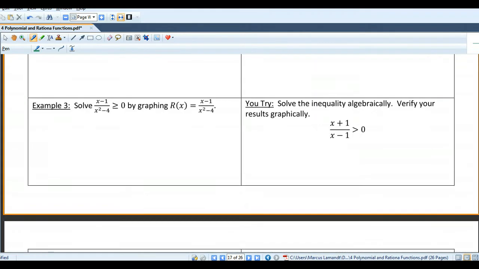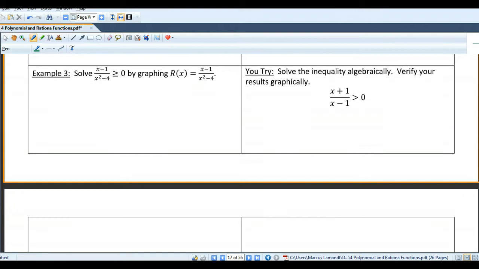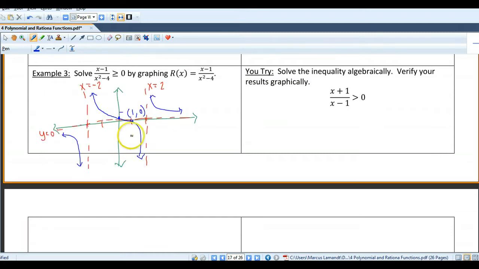Alright, let's take a look at example 3. So the first example we solved by graphing. The second example we solved algebraically. This one they want us to solve it by graphing again. So I'm just going to draw a quick sketch of what the graph looks like. Actually, let me pause the video and draw it. Okay, so the graph looks something like this.